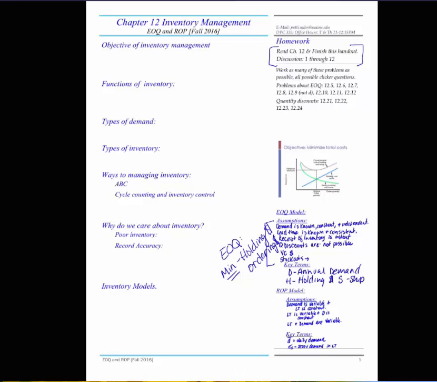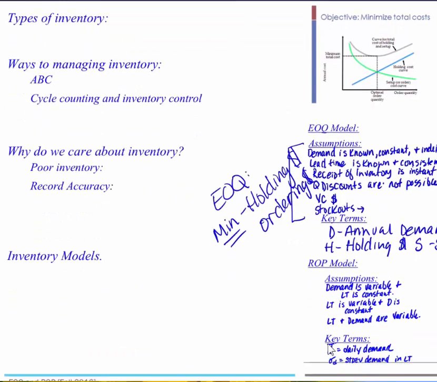The purpose of this video is to explain how to compute reorder point in chapter 12. First thing I want to do is draw your attention to the bottom right hand corner of this handout, where I have placed the assumptions of the ROP model.